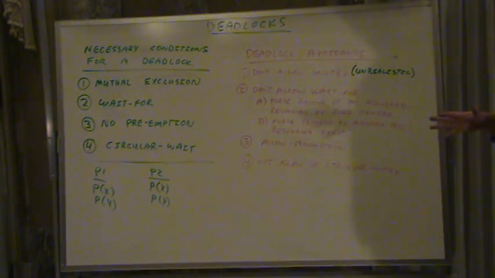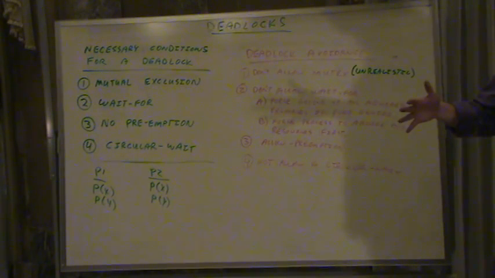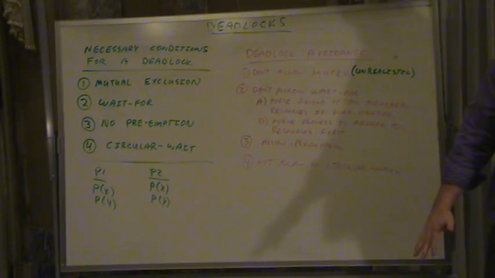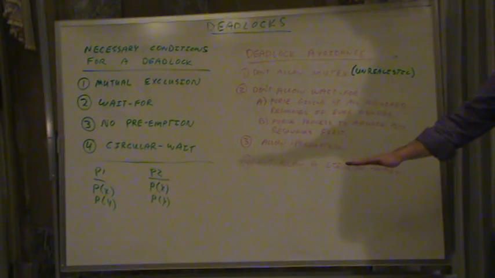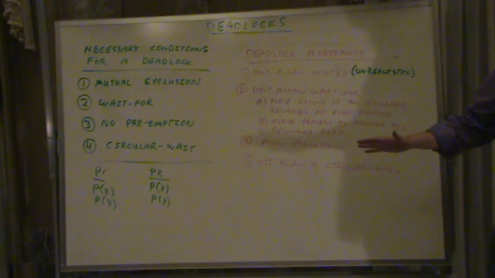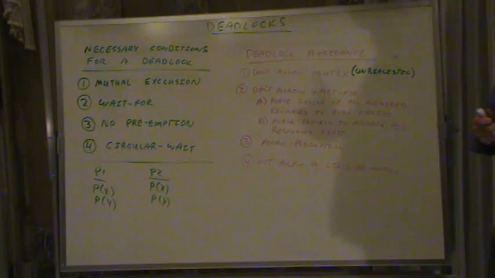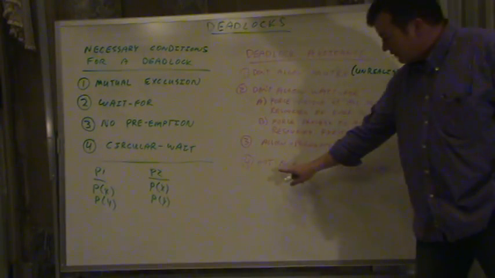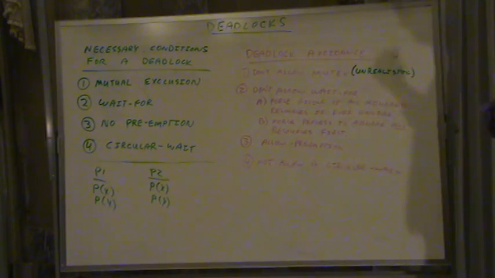So the answer is no, because whoever gets X will be able to go all the way till they finish, and the first one who doesn't get X will get stuck asking for X. So they'll never have the scenario where they have one resource and then are waiting for the other. So we can deny the circular wait scenario.